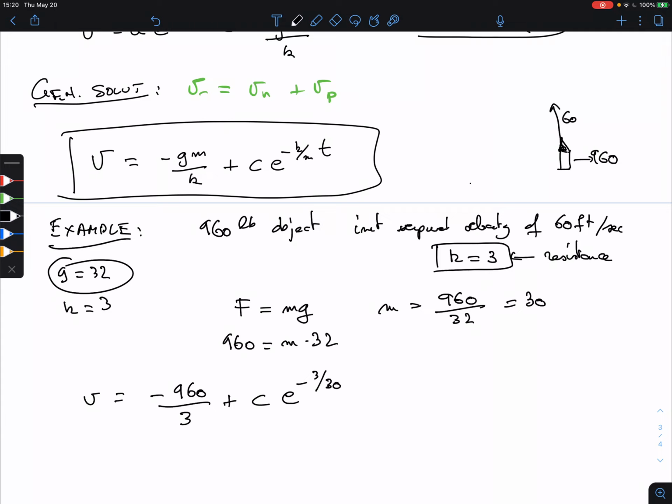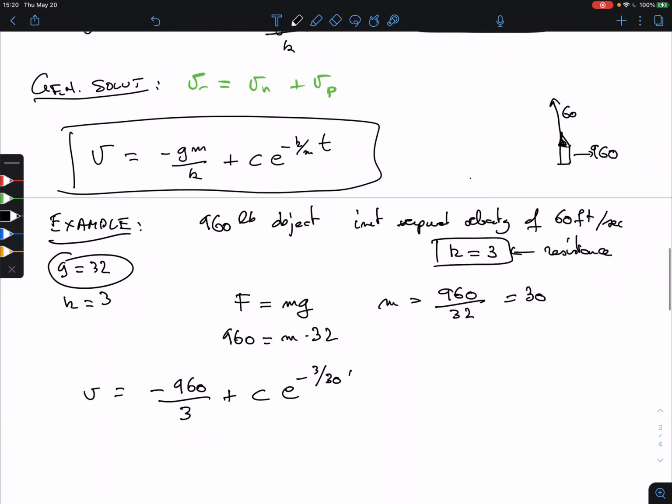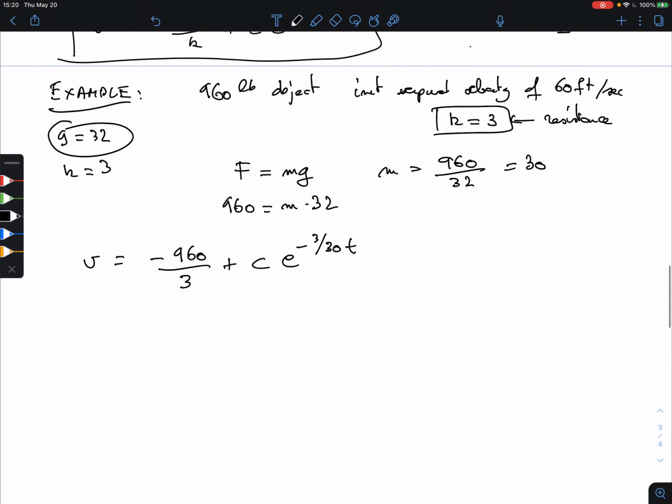Okay, I'm plugging this one here, I need to know my mass, not my weight. In this part, it's the mass, not the weight, that matters, t. Okay, so that's the general formula. That actually simplifies to minus 320 plus c e to the minus t over 10.